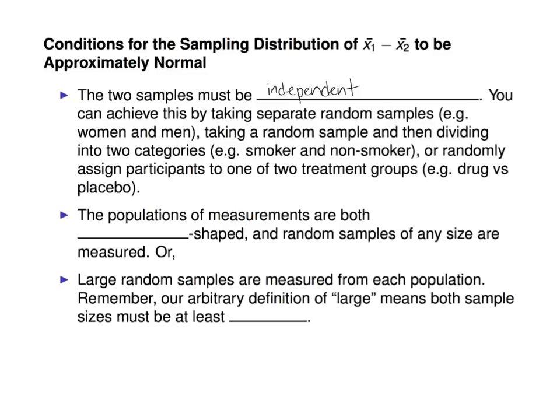Now, this sampling distribution will be normal if the population of measurements are both bell-shaped. In that case, you can measure a sample of any size, or you measure a large random sample, and our arbitrary definition of large means both samples must be at least 30, which in this case means your total is 60, because the size n1, which corresponds to x1 bar, must be at least 30, and n2, which corresponds to x2 bar, must also be at least 30.